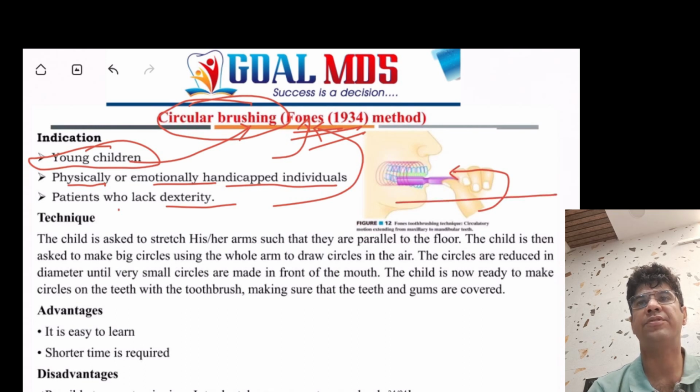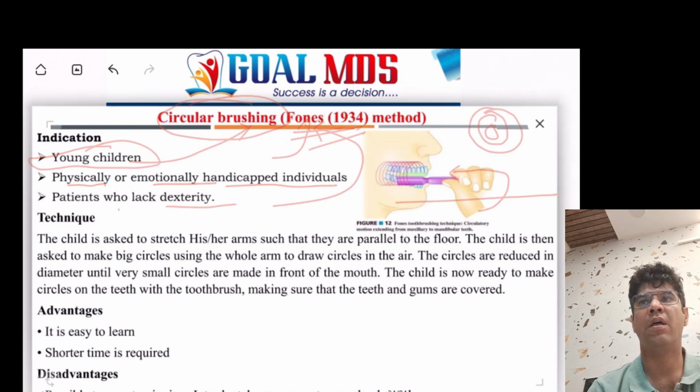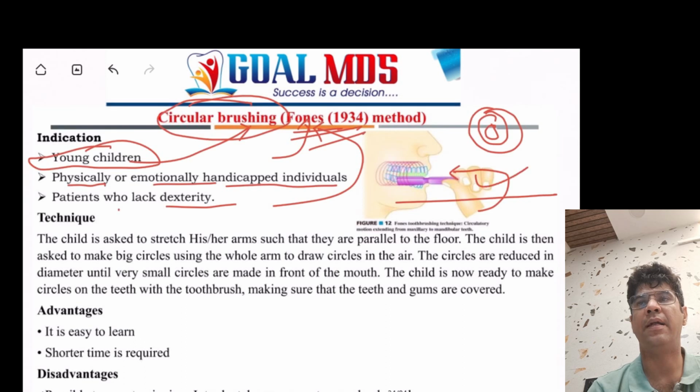The child is asked to stretch his arms such that they are parallel to the floor. The child is then asked to make a big circle using the whole arm to draw a circle in the air. The circles are reduced in diameter until very small circles are made in front of the mouth.